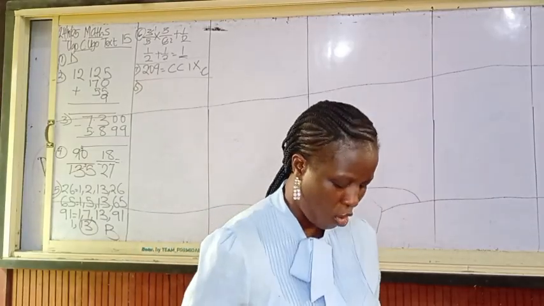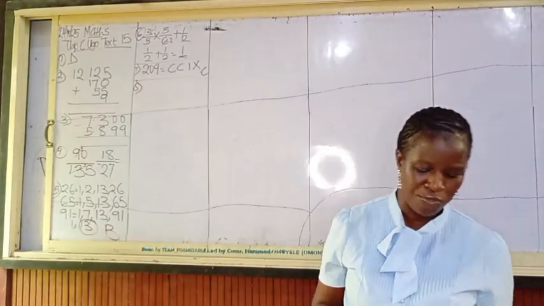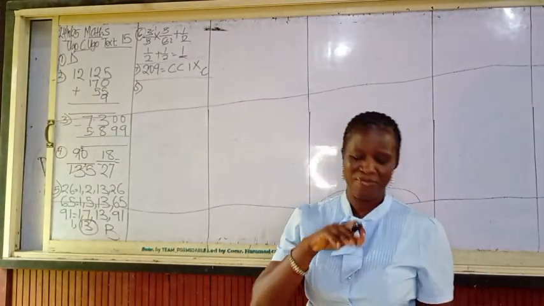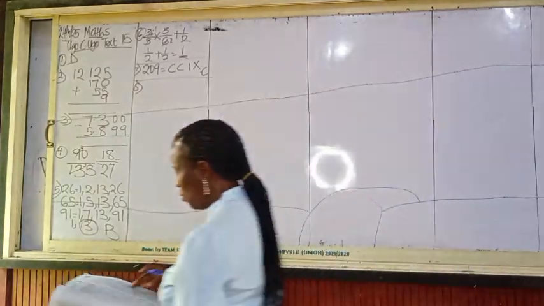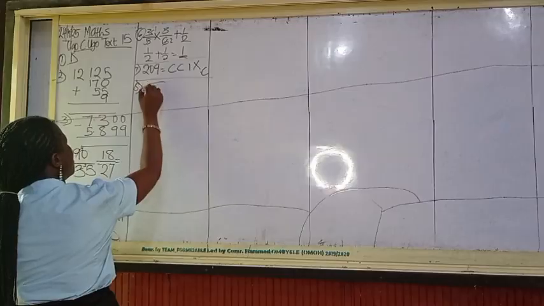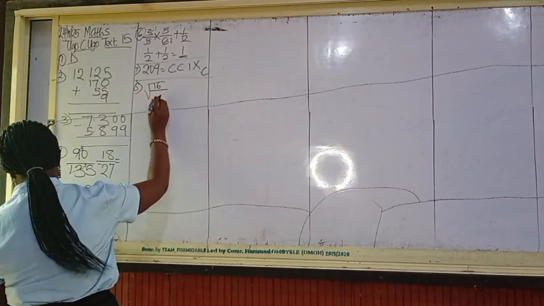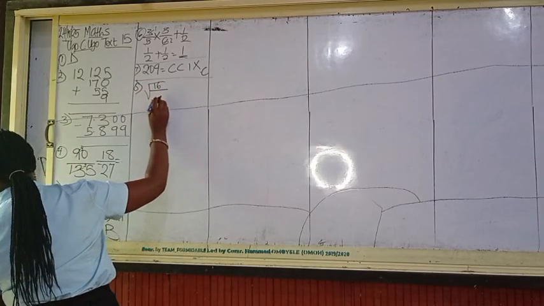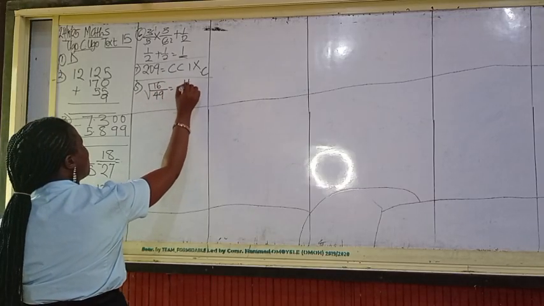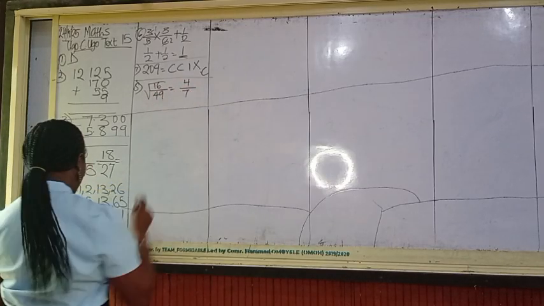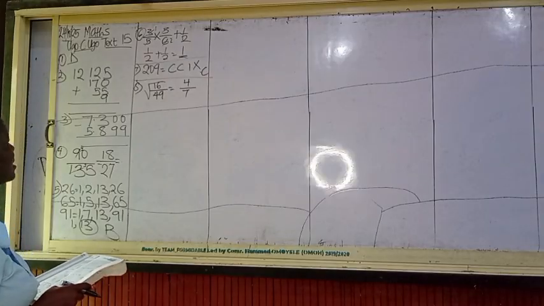So number 8, find square root of 16 over 49. I have this kind of question in my short videos, so you can do well to check it out too. We have 16 over 49. The square root of 16 is 4. Here is 7. So our answer there is 4 over 7.